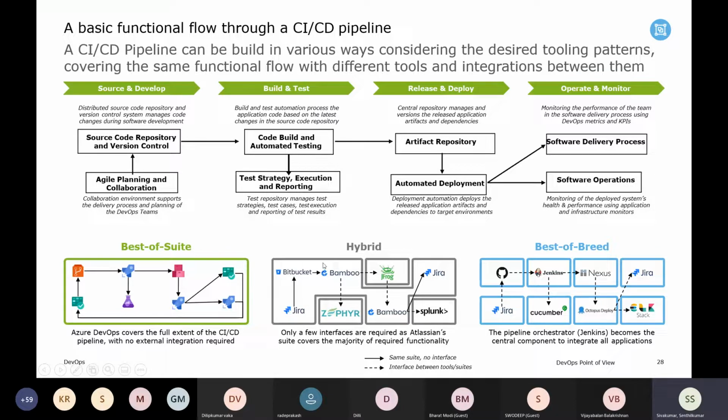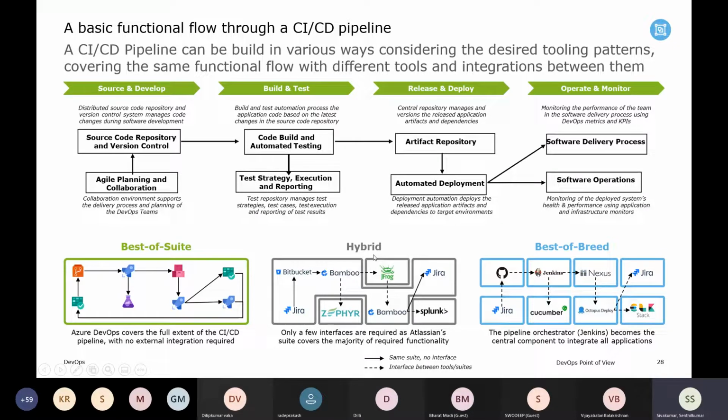And hybrid is a combination of two. For example, I have Jira, Bitbucket, and Bamboo, and I'm going to connect a third party tool or my own tool. Again, it's interfaced with JFrog and Bamboo, and it connects with Splunk and Jira. So hybrid is a combination of all, and it performs the same functions: build, test, release, deploy, and operation model.